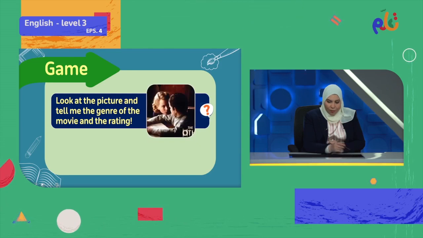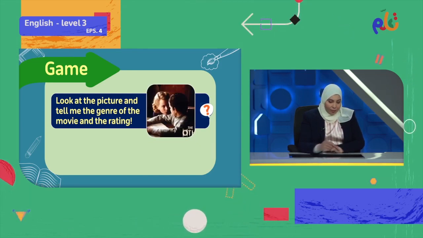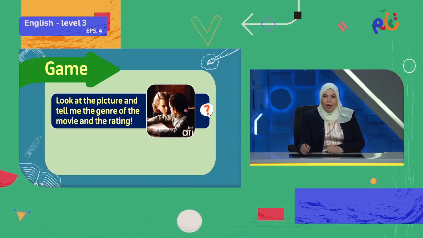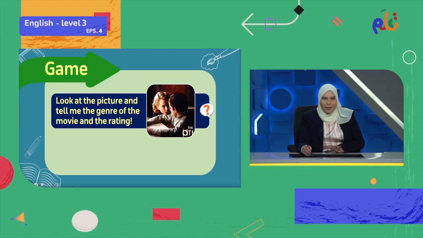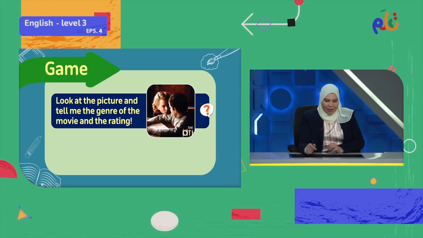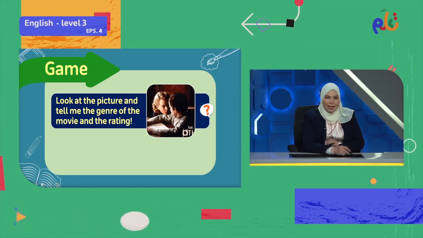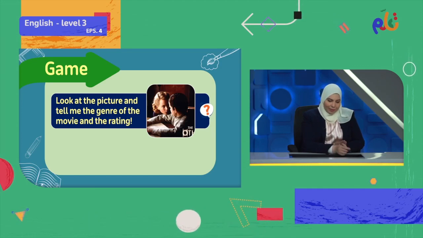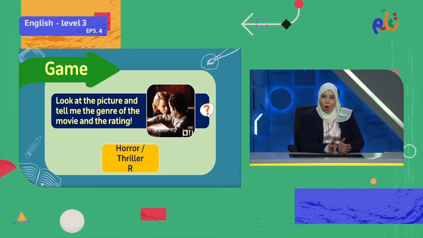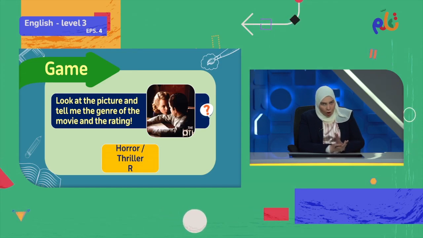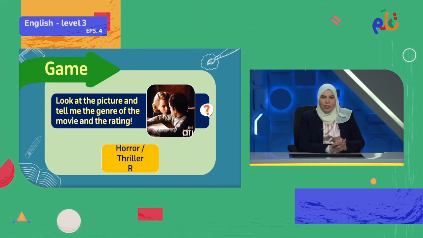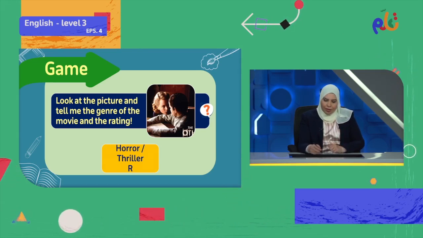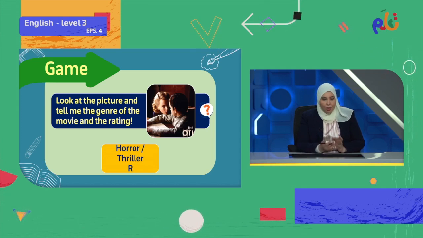Okay, let's look at the next one. Okay, so look at the film here. What do you think it is? So the type from the poster, do you know this one? Yes, so it is a horror film. So if it's a horror film, what do you think the rating would be? Yes, so horror, thriller, and the rating is R-rated. So people who are under 17 should have their parents around, and it's not recommended for them. So it's R-rated, horror or thriller, both would be fine.